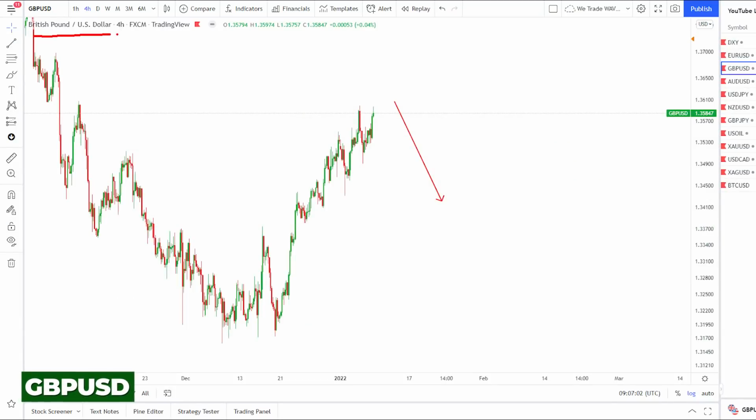Pound dollar, for this one, all the possibilities show us a down move will be coming. No matter what the next structure will be, a down move for pound dollar will be coming here. So we will look for our sell setups from current levels.